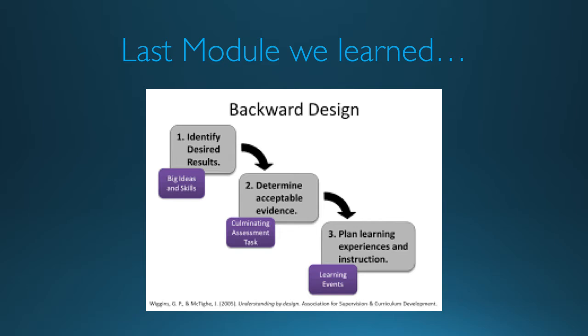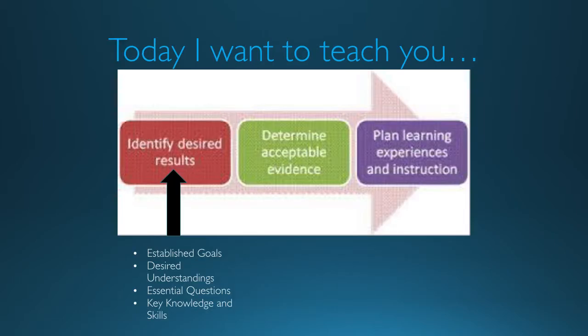In the last module, we learned the concept of backward design and the 3 steps in backward design curriculum planning. In Module 5, we will zoom in on the first step, identify desired results, by establishing goals, desired understandings, essential questions, and key knowledge and skills.